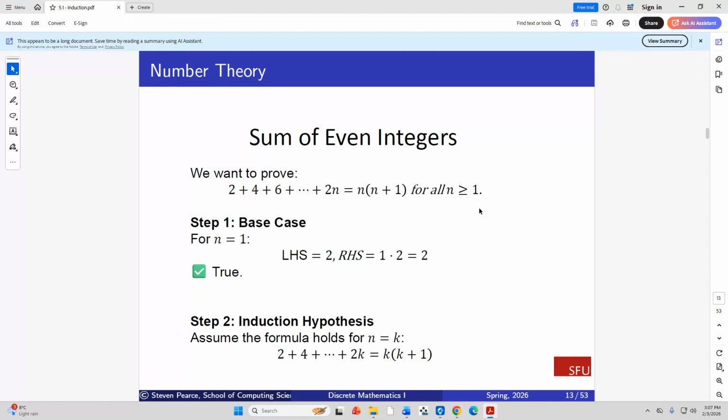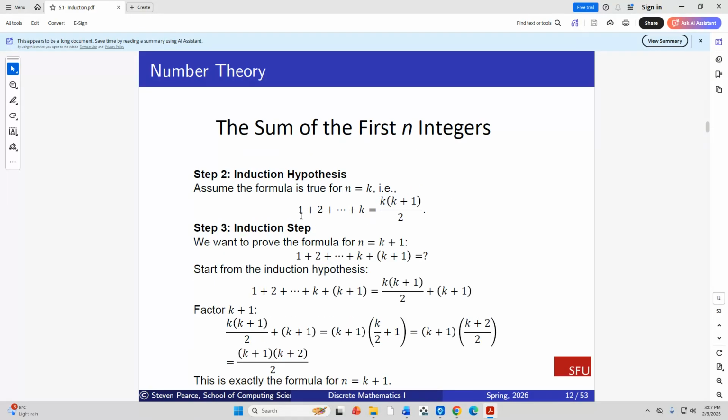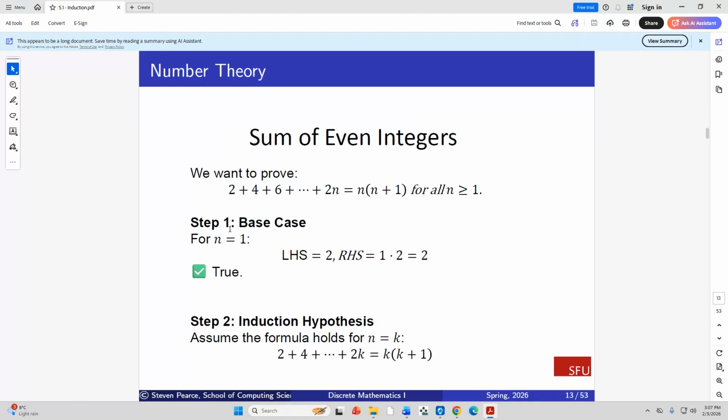For all integers greater than 1. Okay, so this is for all n. So we're starting with 1 here. Sorry. We're doing this for the set of positive integers, so that's for all n greater than or equal to 1.